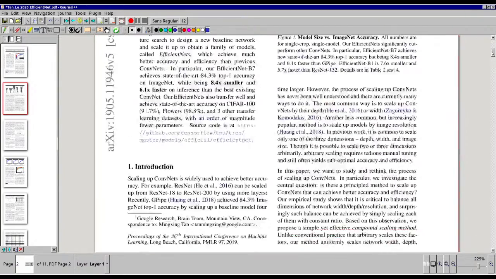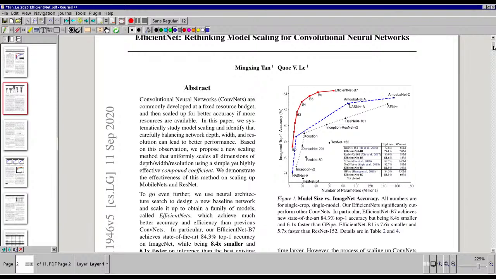What is Figure 1? Figure 1: model size versus ImageNet accuracy. All numbers are for single-crop, single-model. Our EfficientNets significantly outperform other ConvNets. Particularly, EfficientNet-B7 achieves new state-of-the-art 84.3% accuracy while being 8.4 times smaller and 6.1 times faster than GPipe. EfficientNet-B1 is 7.6 times smaller and 5.7 times faster than ResNet-152. Details are included in Tables 2 and 4.